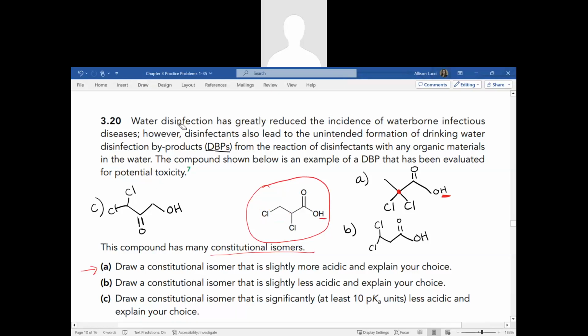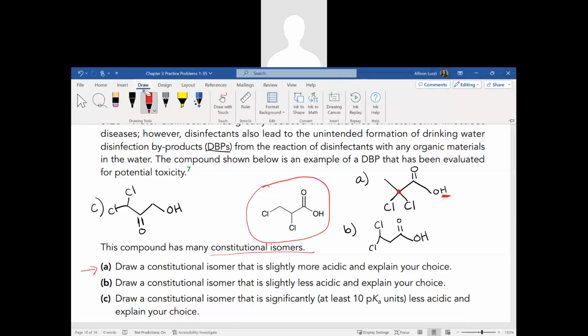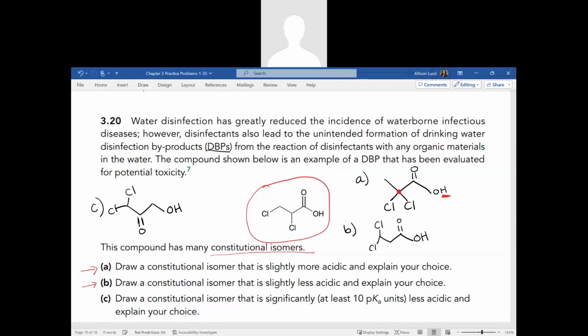So let's remove some of these markings here, and let's take a look at what we're asked to do for structure B. We're asked to draw a constitutional isomer that's now less acidic and explain our choice. So we moved an electron withdrawing group closer from our original to structure A. Now if we were to take this chlorine atom and move it further away from our acidic proton to this carbon here, that's what we see down here. Both chlorines are now on the furthest carbon away from our acidic proton, so that would make this structure B slightly less acidic than our starting disinfectant byproduct.